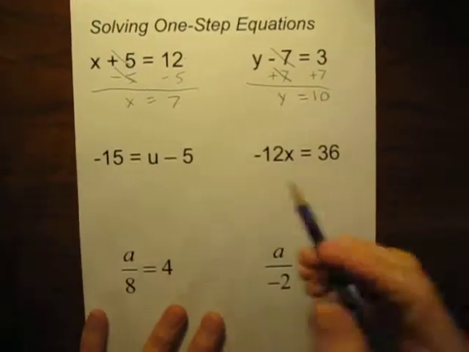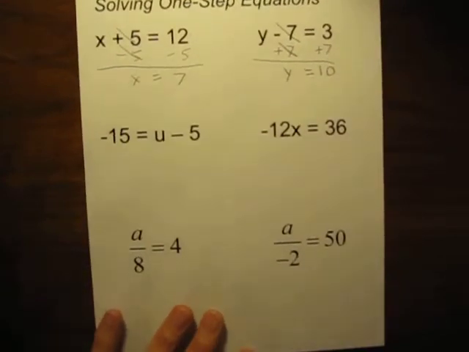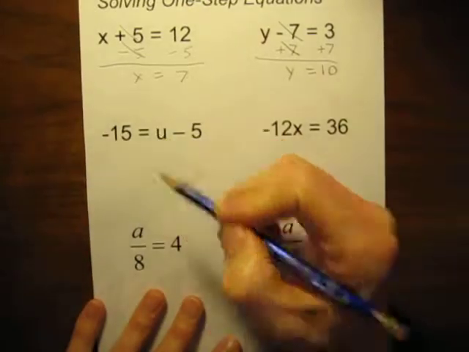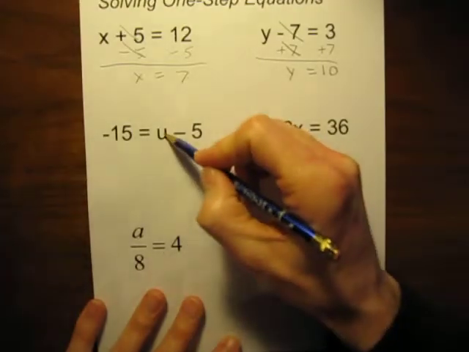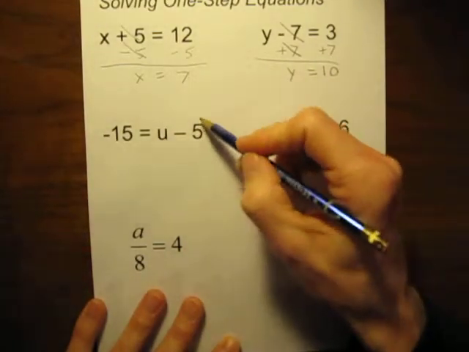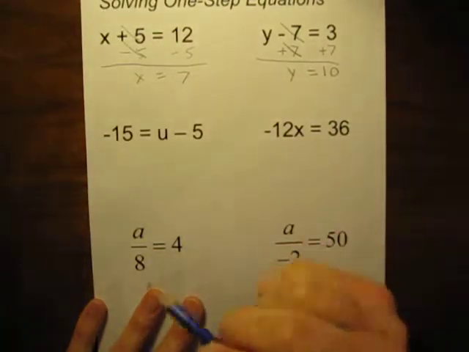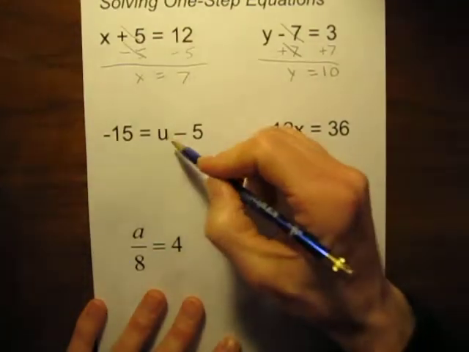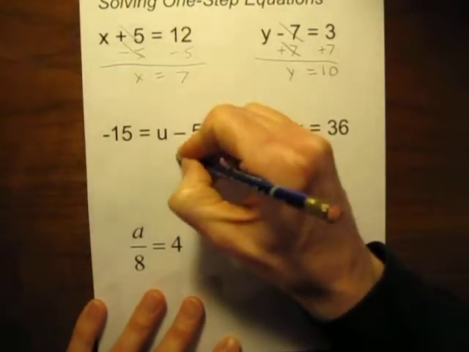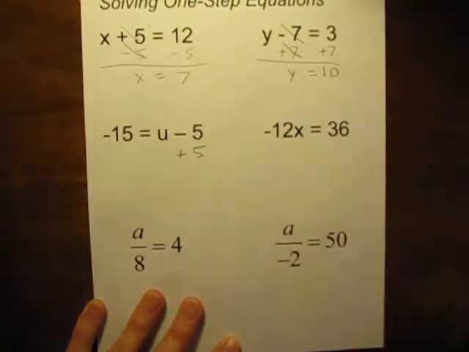How about down here? I've rearranged it a little bit so it looks a little different. Sometimes students kind of freak out about that if it looks a little different, but no problem. We're still going to do the same thing. We want to get u in this case. u is our variable. We want to get it by itself. We want to know what u equals all by itself. So let's get rid of this minus 5. What's the opposite of minus 5? The opposite is plus 5.